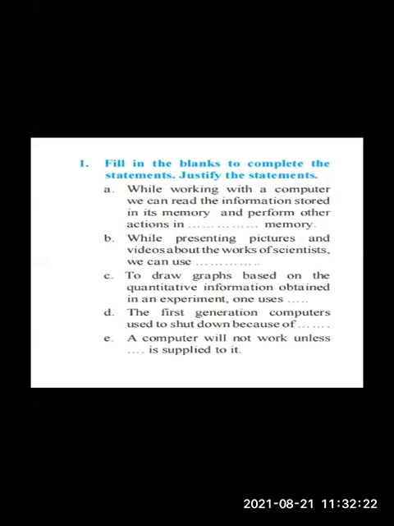Kindly type the answers in the chat box quickly, students. Those who know the first answer, only first answer you are going to type, not all the answers. Read the question carefully, then you type the answers. I will be discussing answers with you, students.